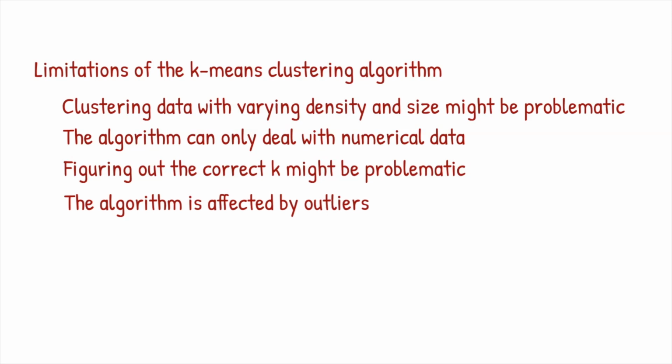The K-means clustering algorithm is affected by outliers. If there are outliers in the data, then the centroids of the algorithm can be displaced to locations where the clustering results might not be that good. Even a few outliers can move the centroids away from the regions with clustered points.